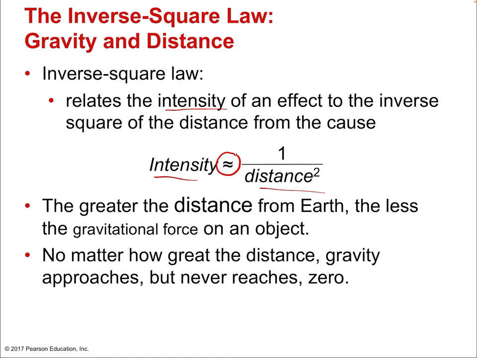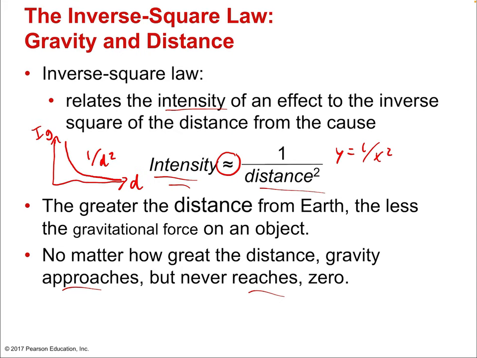So the greater the distance from Earth, the less the gravity force on the object. No matter how great the distance, the gravity does approach, but never reaches zero, because as you divide by a larger and larger value, you get a smaller and smaller intensity, but it'll never actually get to zero. If we were to graph the intensity of gravity as a function of distance, we'd see that it falls off, getting closer and closer to zero, but never getting there. That's what a 1 over x function looks like, or in this case, a 1 over d squared function. In a calculator, that'd be like y equals 1 over x squared, with the horizontal axis being the distance and the vertical axis being the output, which is the intensity of gravity. Definitely an interesting result, that it falls off that way and never reaches zero.